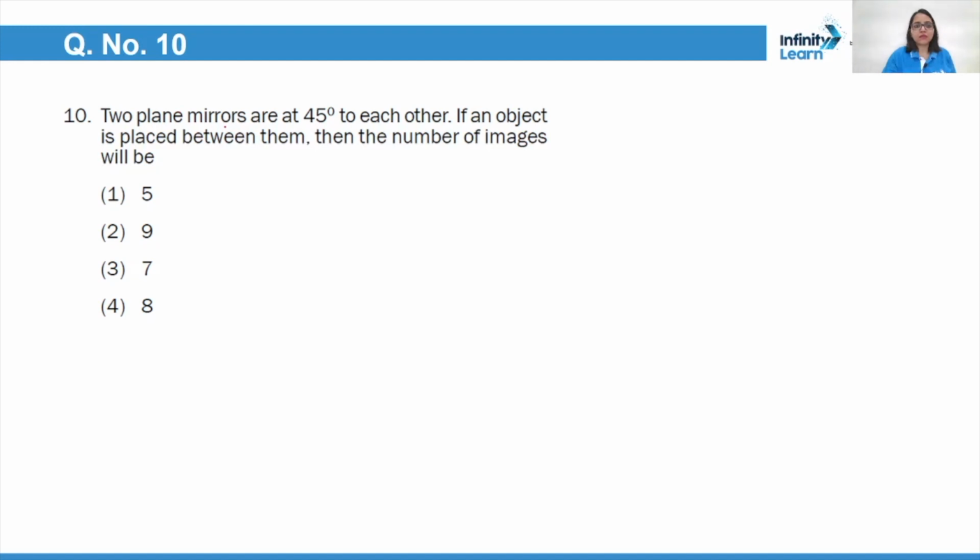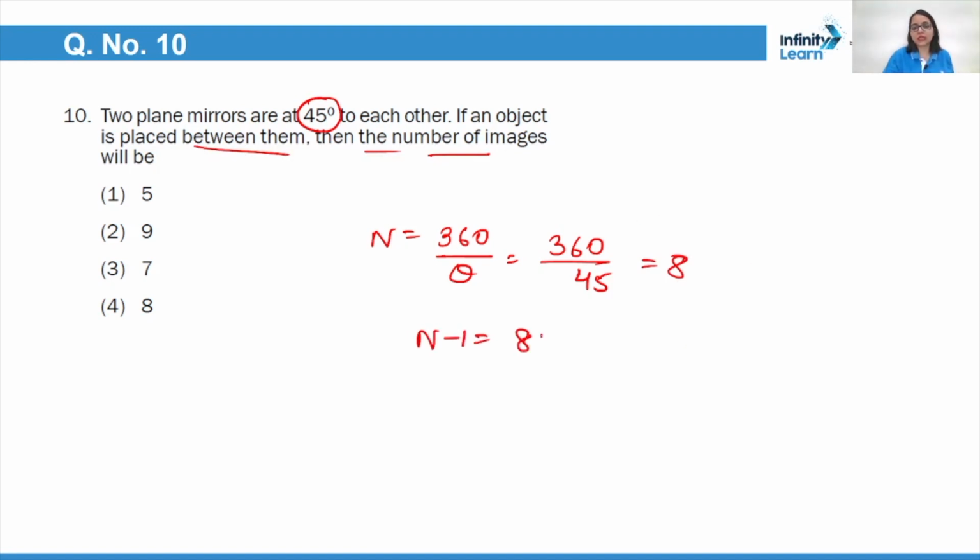Question number 10. We have two plane mirrors at an angle of 45 degrees with each other. If an object is placed between them, then the number of images will be? So let's find capital N, which is 360 upon theta. So it will be 360 upon 45, and this will be 8. So N is even, so the number of images will be N minus 1, which is 8 minus 1, equal to 7. So the correct answer is option 3.